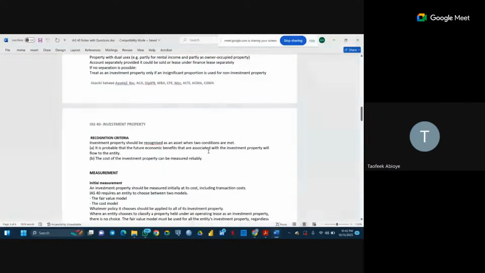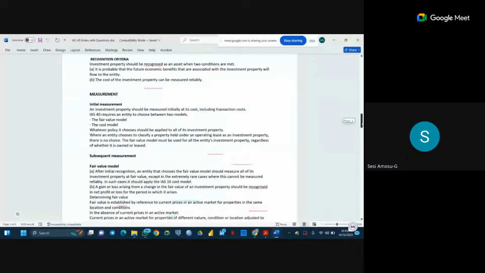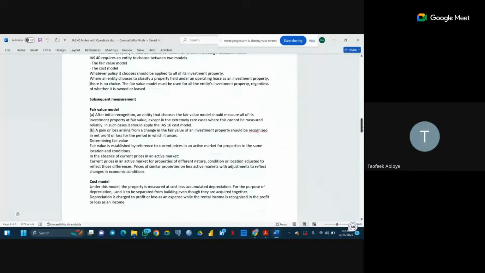So let's quickly round it up. We have the measurements of IAS 40, and the initial measurement can be fair value or cost model. Just like we have in IAS 16, they are almost the same thing. So the subsequent measurement is where they differ. We have the fair value model and the cost model. There are some little differences in the fair value model in subsequent measurement here and the revaluation we have in line with IAS 16.